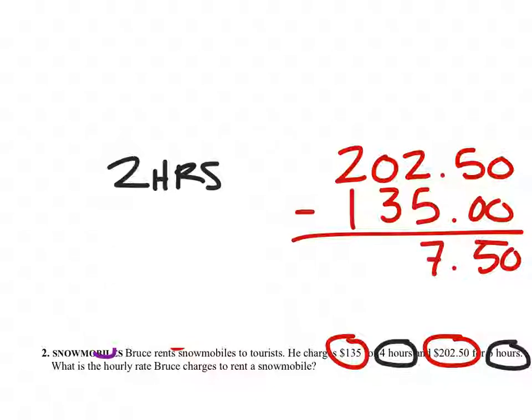That's going to be a 7. Carry the 1 and the 9 is 6. And I have to borrow from the 1 there as well. There we go, $67.50 for the 2 hours.